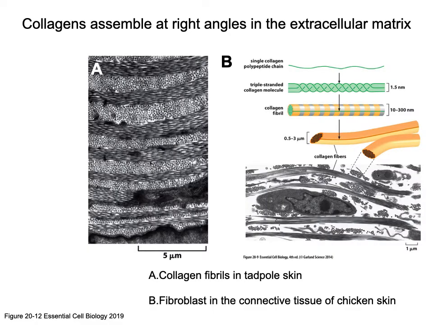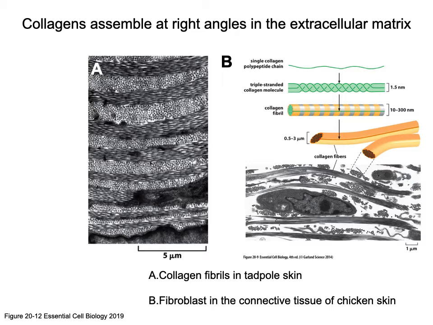So as I mentioned, collagen fibers are present in this matrix. Panel A is looking at collagen fibrils in tadpole skin. We can see how this almost looks like plywood. If you did a cross-section of plywood, it's wood fibers that are compressed together. And so these collagen fibers are actually compressed together in the tadpole skin.